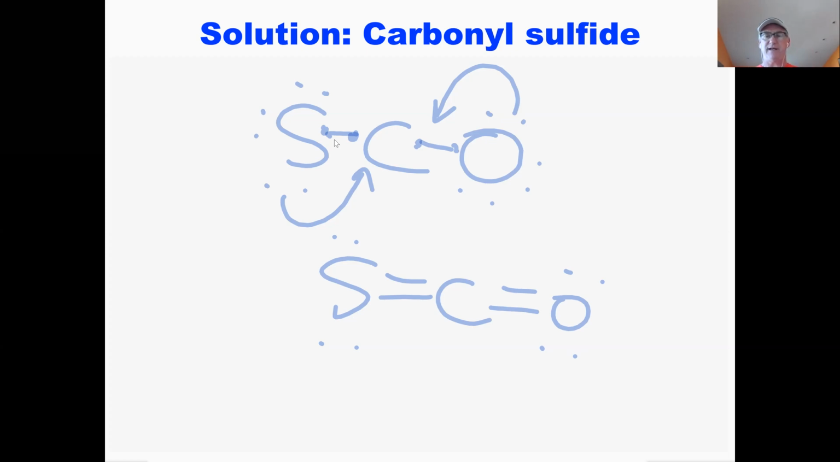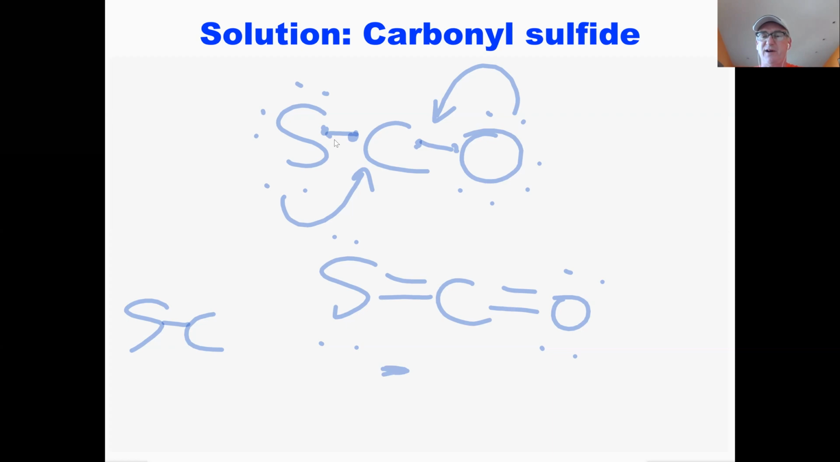Now, what's the difference in electronegativity between sulfur and carbon? Anyone have their electronegativity tables in front of them? Is that a polar bond? Is a sulfur-carbon bond polar? No. No, their electronegativities are practically the same, right? I think they're both 2.5. So we don't have a dipole here. So here, there's no dipole.